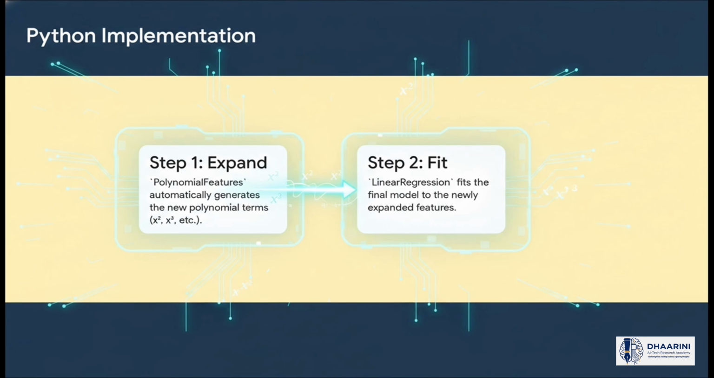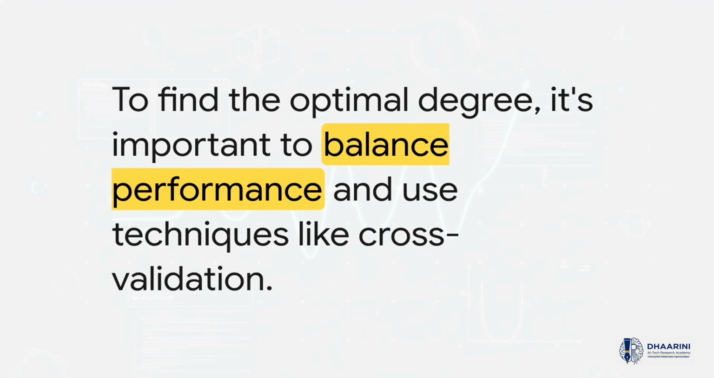It's clean, it's efficient. And to find that perfect degree, nobody does that by hand anymore. We use automated tools like GridSearchCV. It's brilliant. It just tries out a bunch of different degrees for you, uses a clever technique called cross-validation to see which one works best on unseen data, and then tells you the winner. It takes all the guesswork out of it.